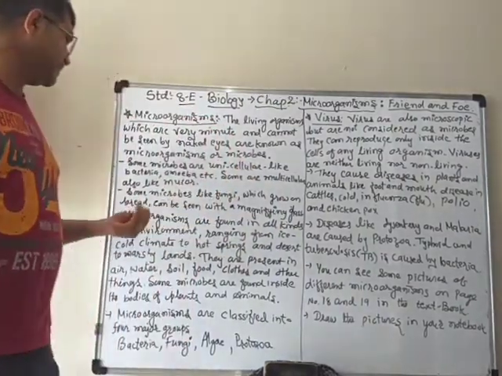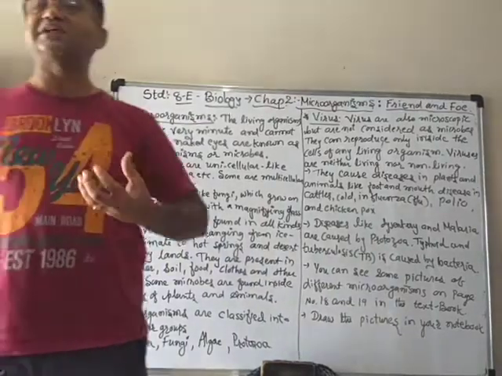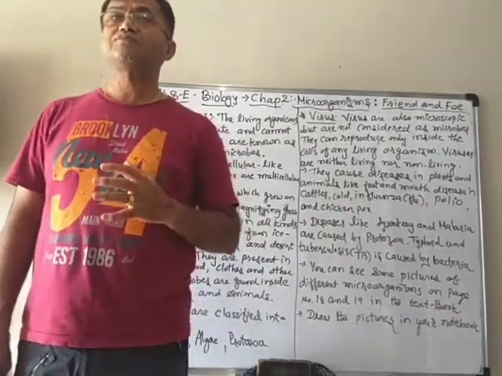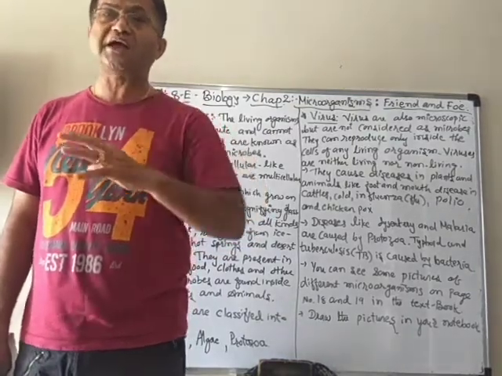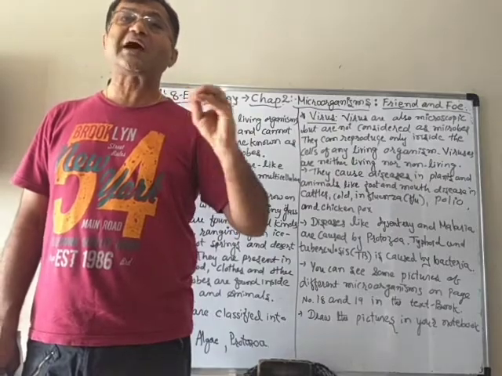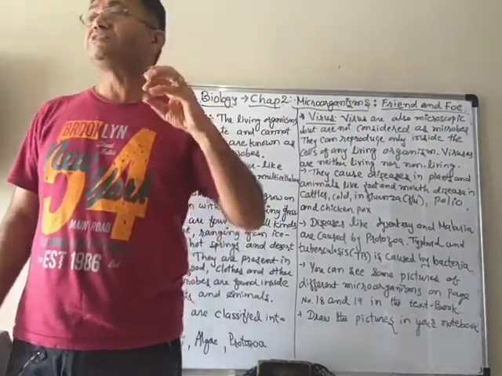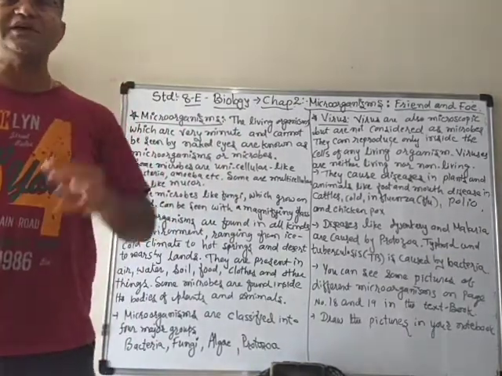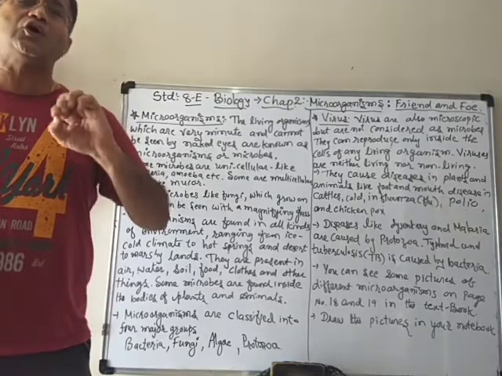Similarly, in marshy lands. A marshy land means an area of land in which there is lots of water, muddy and swampy. So in those marshy lands, you will also see microorganisms.